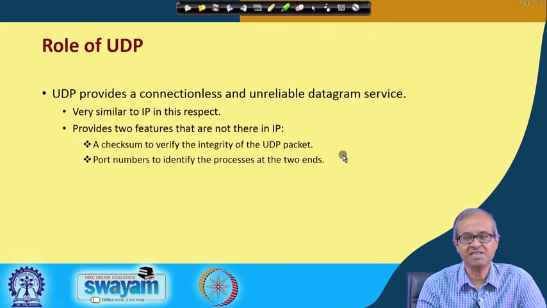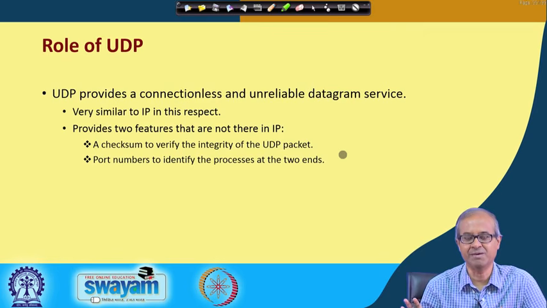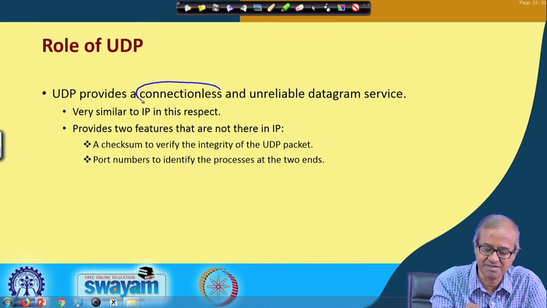But actually TCP has to work quite hard in order to have all these features incorporated. In contrast, UDP is very much similar to IP. It does not do much beyond that. It does not try to ensure any kind of reliability. It provides a connectionless kind of service. It is a datagram service.